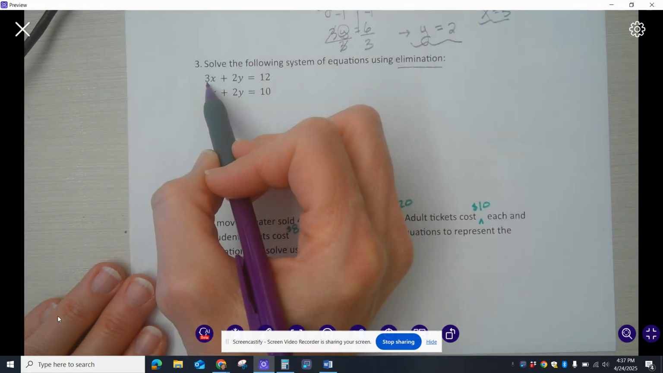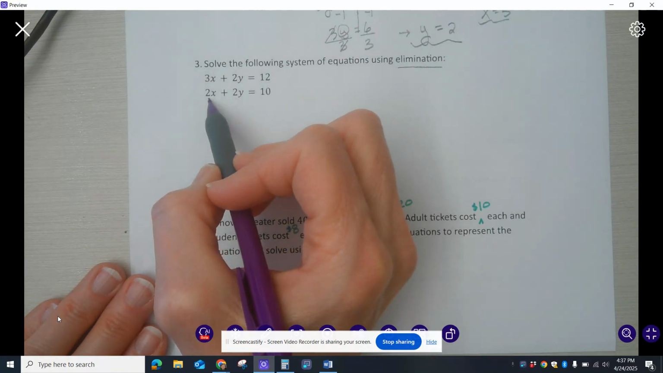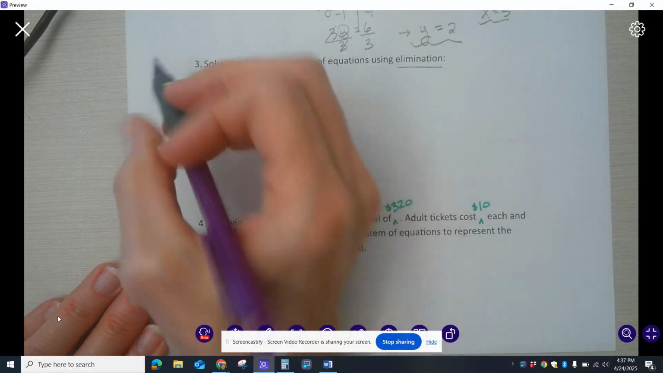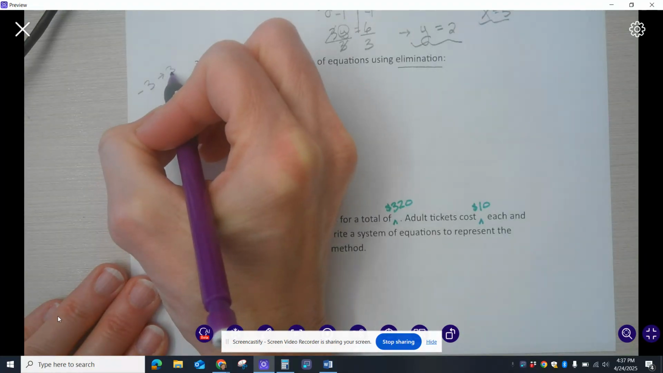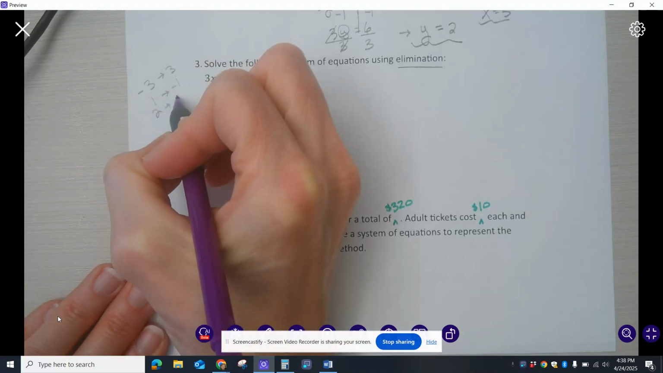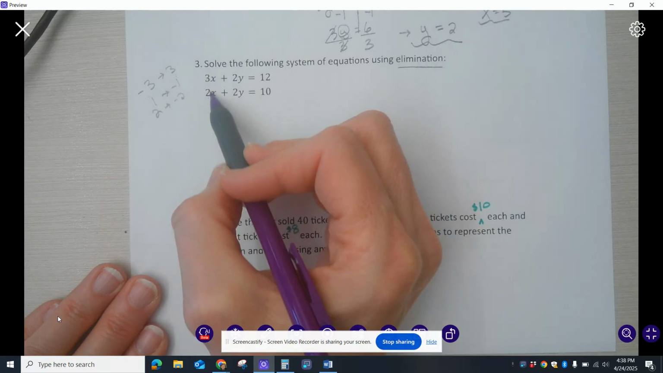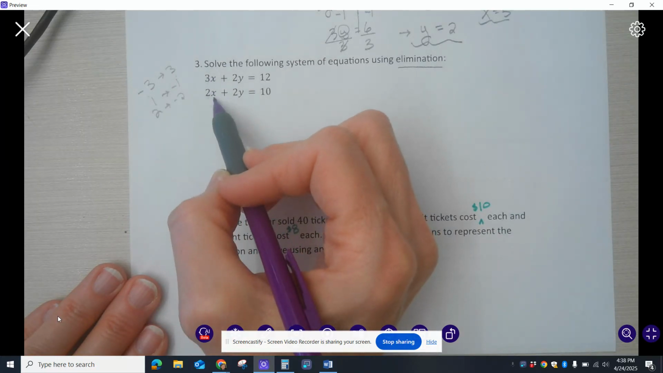The opposite of 3 is negative 3. So the x does not have opposite coefficients. Just a refresher, these two numbers are opposites: 3 and negative 3, 1 and negative 1, 2 and negative 2. We're looking for those opposites to be a coefficient on the same variable.